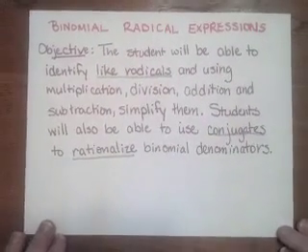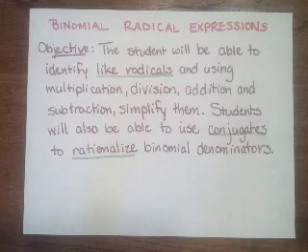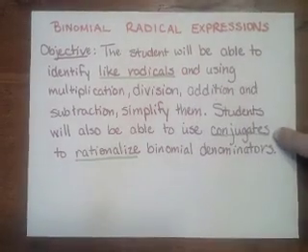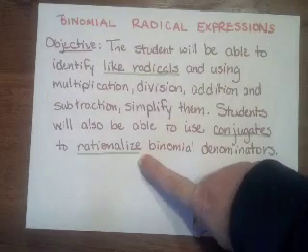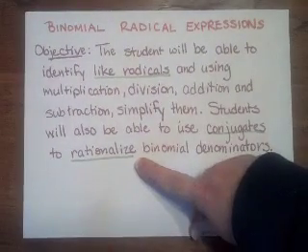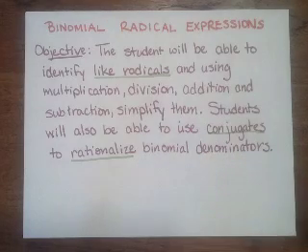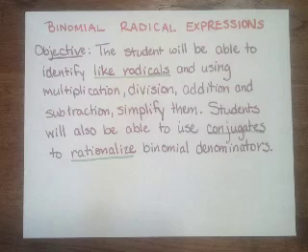Our objective in this lesson is for the student to be able to identify like radicals. You're going to be using addition, division, multiplication, and subtraction to simplify them. And we're also going to be talking about conjugates and how to rationalize binomial denominators. So hopefully you notice there's a couple things that are underlined. These are our terms: like radicals, conjugates, and rationalize. We've talked about rationalizing before, but we are going to talk about it in terms of binomial denominators, and that's one that you should know as well.